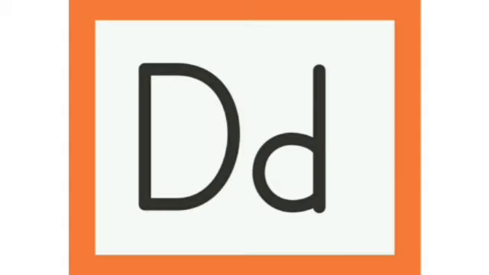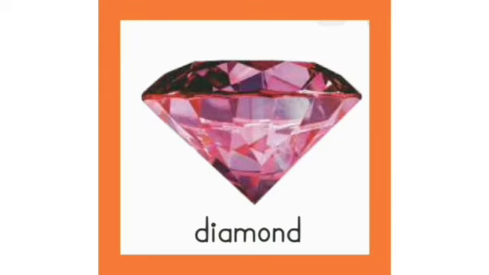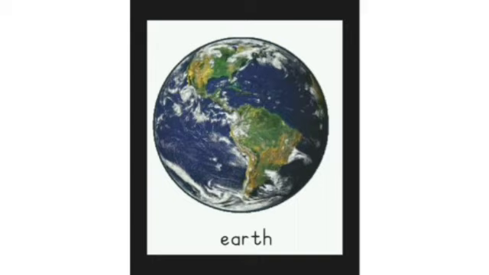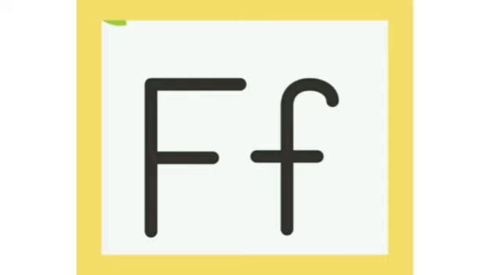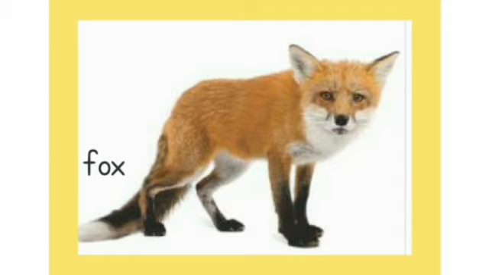Alphabet D. D says D. D for dice. D for diamond. Alphabet E. E says A. E for eagle. E for earth. Alphabet F. F says F. F for fruits. F for fox.